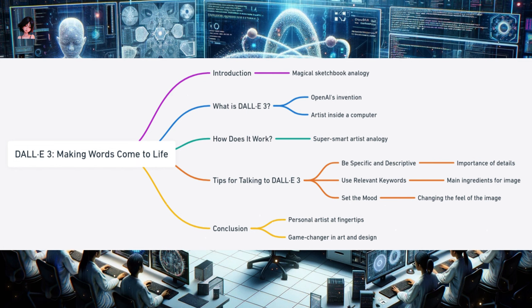Use relevant keywords. Think of keywords as the main ingredients for your image. If you're thinking of a beach scene, words like sand, waves, sun, and palm trees are your main ingredients. DALL-E3 takes these ingredients and cooks up the perfect picture for you. Example, for a winter scene, keywords could be snow, pine trees, scarf, and snowman.